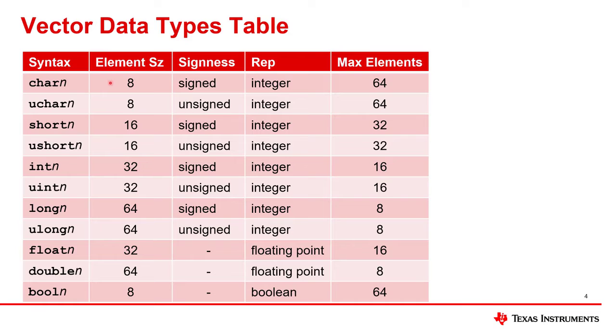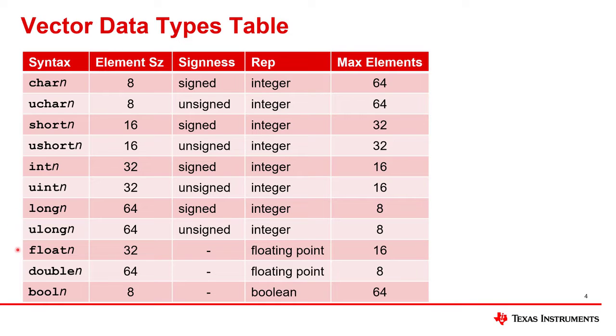The second column, element size, is the size of a single element in bits, so char is 8 bits. Signedness applies in the case where the representation is an integer. Is it signed or unsigned? Representation will be either integer, floating point, or Boolean. And then the last column, max elements: 64 is the maximum number of char you can have in a single vector.